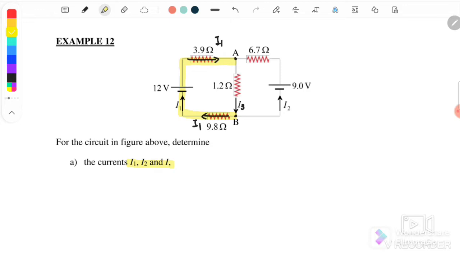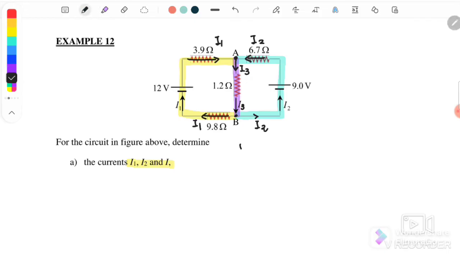Then we have I2. I2 again comes out from junction B, then passes through the 9 ohm, then passes through the 6.7 ohm resistor, and enters junction A. Then we also have I3. I3 comes out from junction A, passes through the 1.2 ohm resistor, and enters junction B.